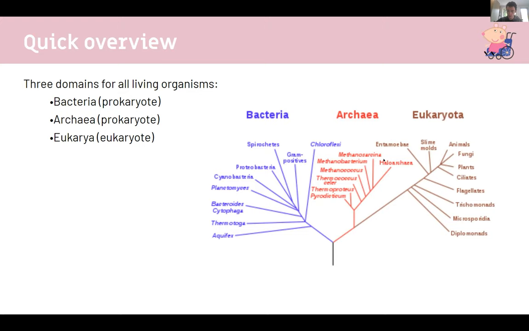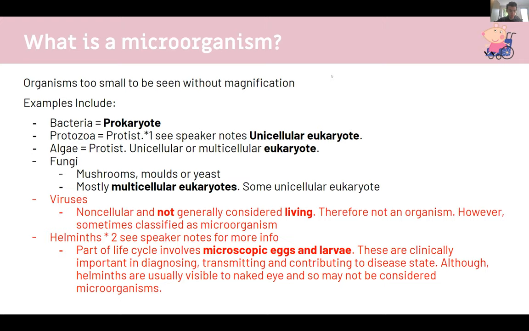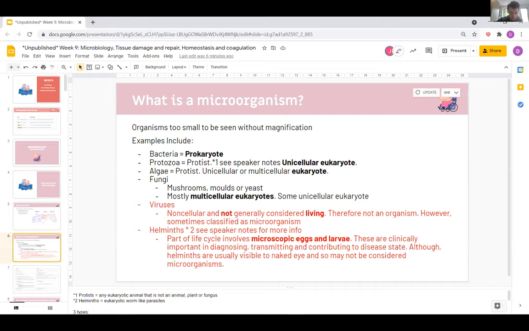So what actually is a microorganism? By definition, it is an organism that's too small to be seen without magnification. Some pathogenic examples include bacteria, protozoa, and protists. Protozoa are unicellular eukaryotes, and I discuss this a bit more in the speaker notes, though it's not too important. A protist is any eukaryotic organism that is not an animal, plant, or fungus. A protozoa is any organism that's a unicellular eukaryote. I got those two definitions confused when I studied this, so I thought I'd include that.